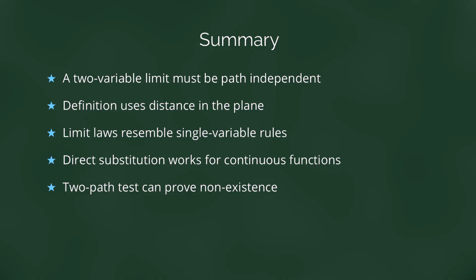All right, wrapping up what we've seen here, a 2-variable limit has to be path independent. The precise definition for a limit uses distance in the plane, but in order to evaluate them, we saw that our limit laws resemble the same rules for single variable limits, and that direct substitution works pretty frequently for continuous functions. We also saw the 2-path test, which can prove non-existence, but is not at all useful in proving the existence of a limit.